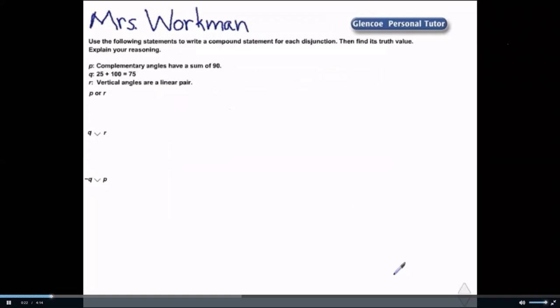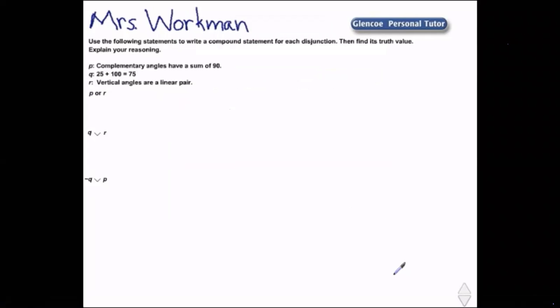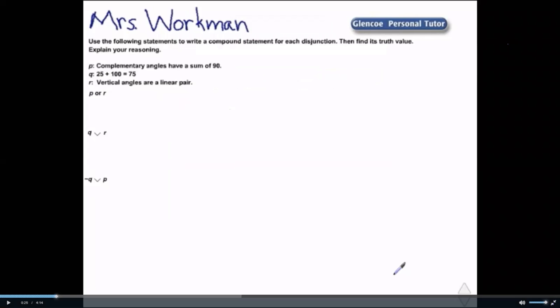R. Vertical angles are a linear pair. I hope you know that one. We learned it in chapter 1. We reviewed it in chapter 3, and we've reviewed this a few times. That's not true. Vertical angles are the ones that are opposite each other. Linear pairs are adjacent.